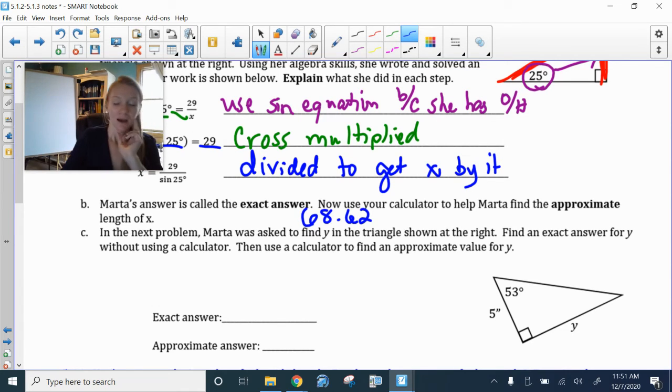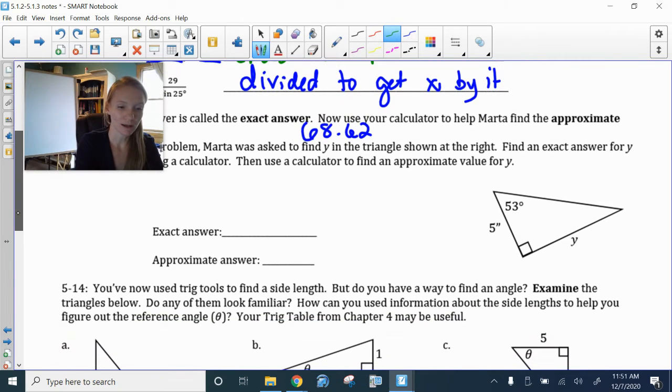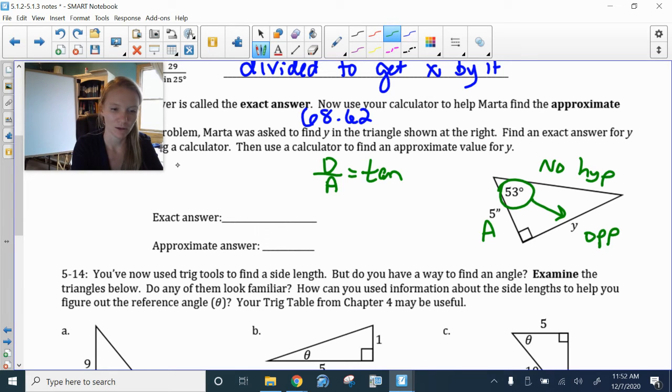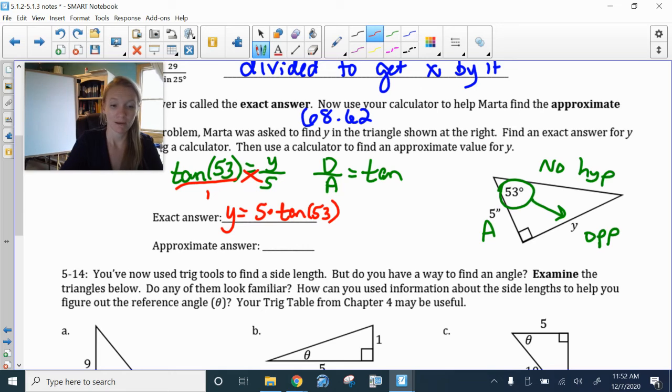Okay. So then let's try a couple more of those real quick. So now we have another problem. We have 53 degrees. We can see we have the opposite. There is no hypotenuse, which means that 5 has to be our adjacent. So if we are using opposite and adjacent, that makes this a tangent problem. So we're going to write our equation: tangent of 53 equals our opposite on top and our adjacent, the 5, on the bottom. If we were to solve this, we would crisscross applesauce. So y would equal 5 times the tangent of 53. So that's our exact answer.